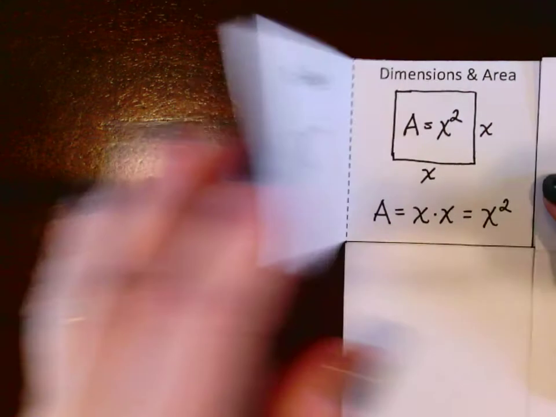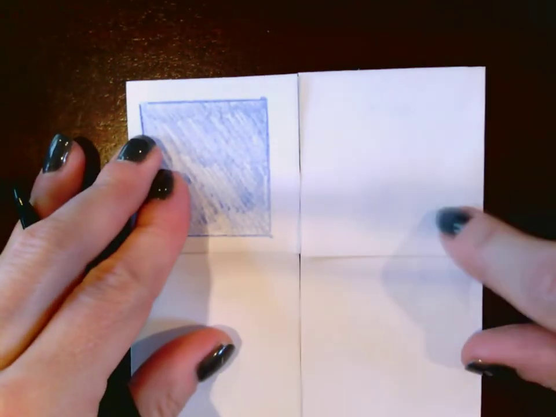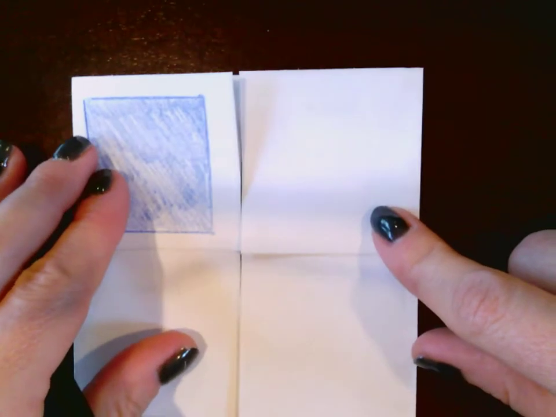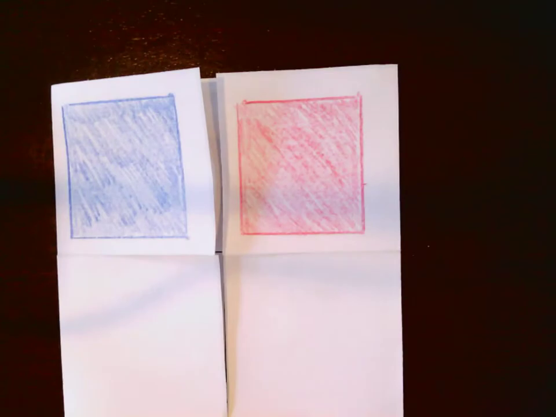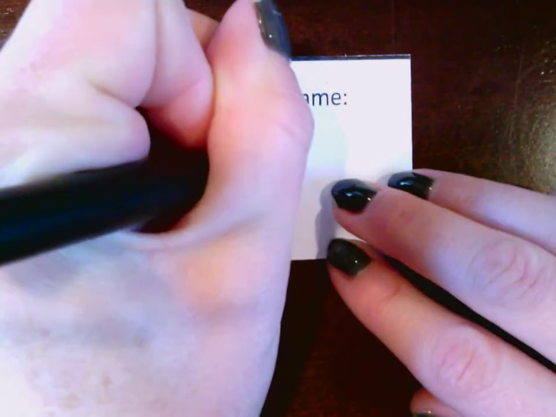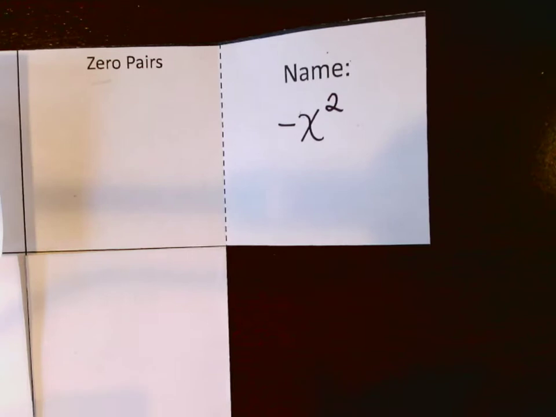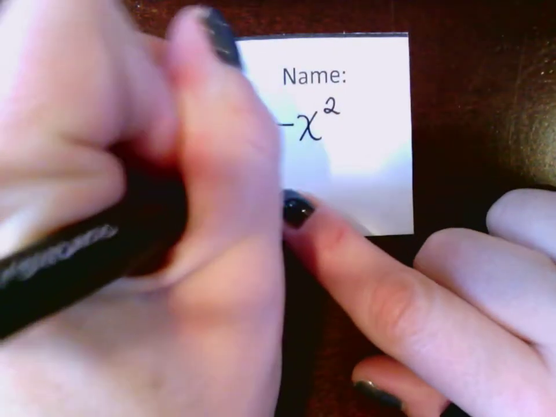All right, so let's look at the big red square. So let's draw a big red square on this side. Okay, so the big red square is the opposite of the blue square. So its name is the opposite of x squared. So we'd read that as the opposite of x squared.